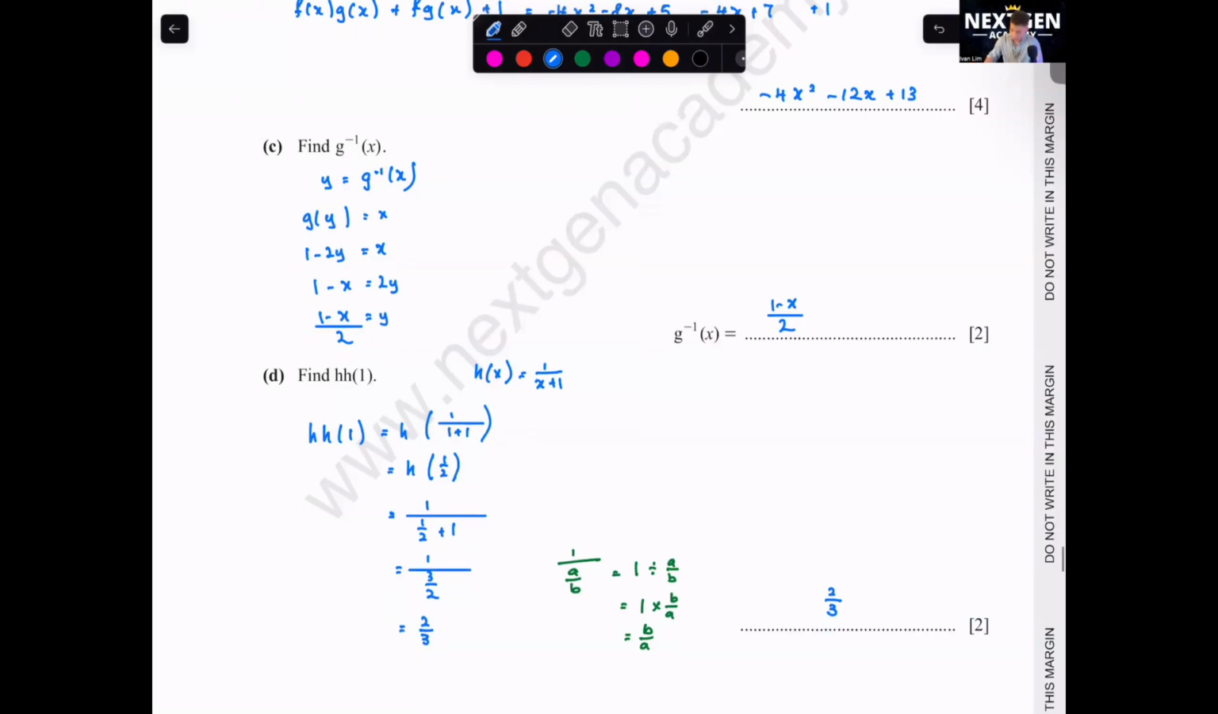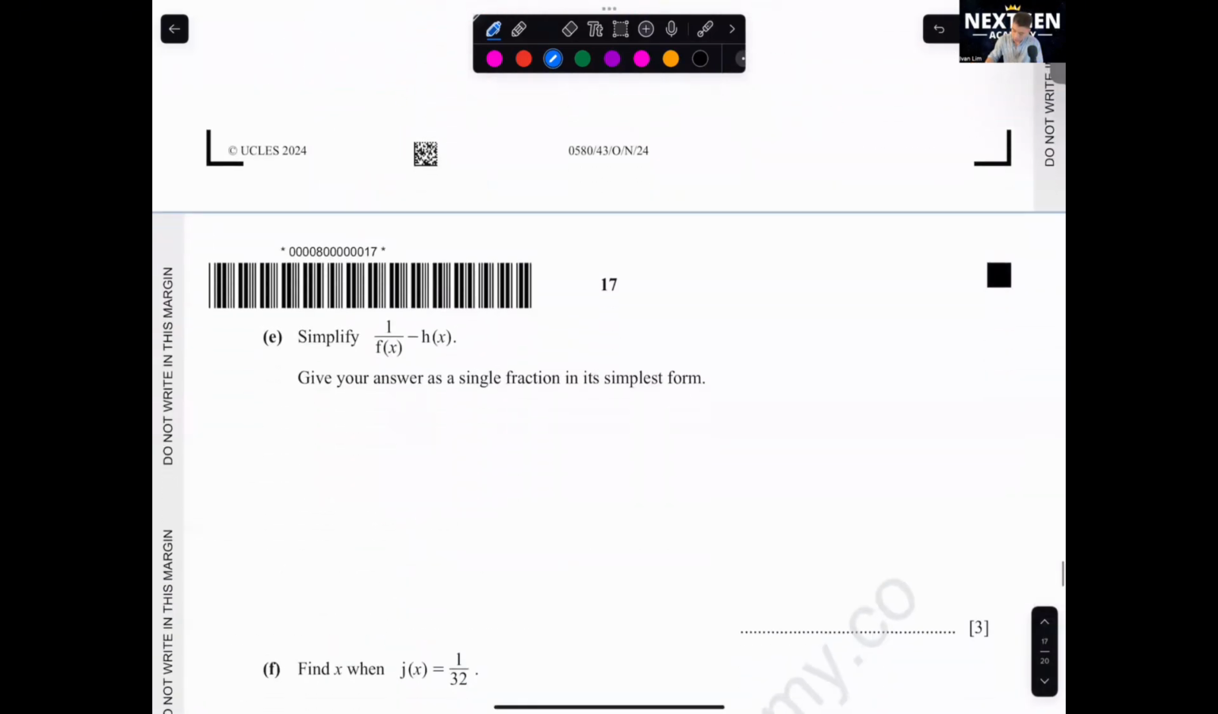These are many questions. Question E. 1 over f(x) minus h(x), give your answer as a single fraction in its simplest form. The value of f(x): 1 over 2x plus 5, minus h(x), which is 1 over x plus 1. We want to write it as a single fraction, so we multiply both denominators with each other. So here will become x plus 1. Then here we will get minus.